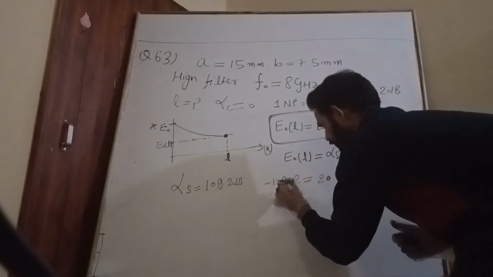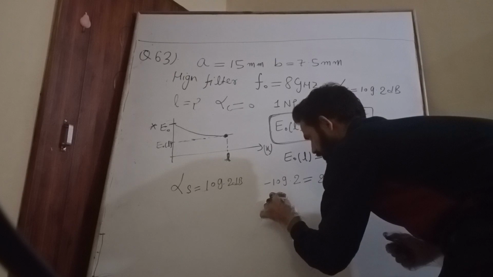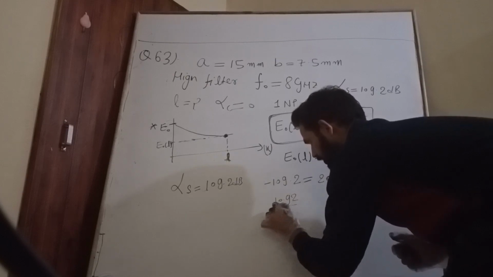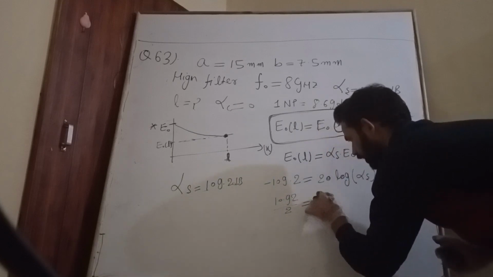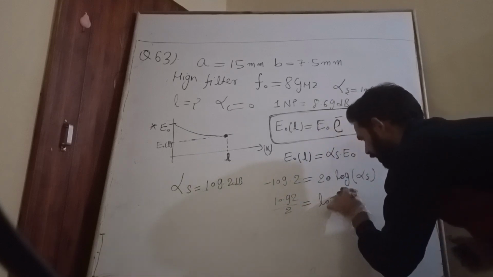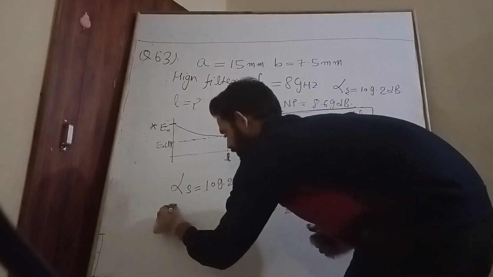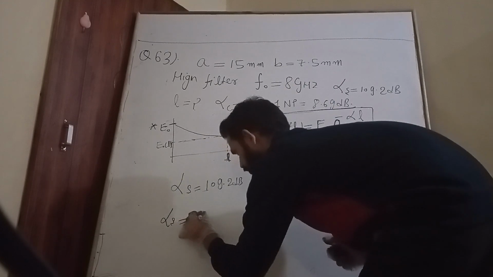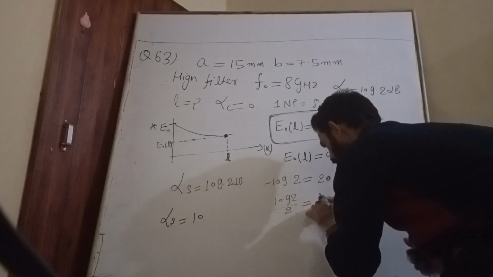If we divide this, we get minus 10.92, that is 109.2 divided by 20, is equal to log alpha S. Now alpha S linearly is nothing but 10 to the power of this value, so the log will go to this side.